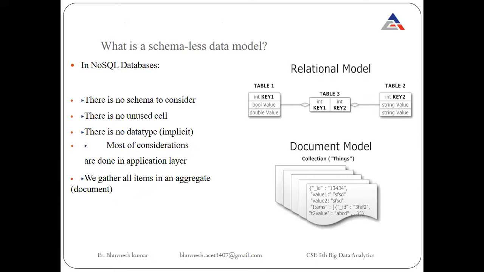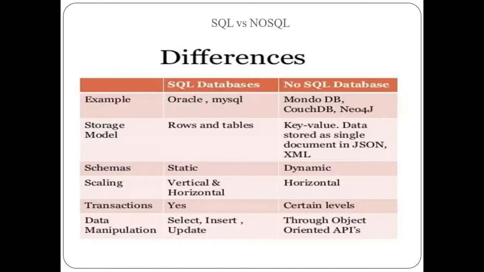Further, in your NoSQL database, there is no schema to consider. There is no unused cell. There is no data type used. Most consideration is done in your application layers. We gather all items in an aggregate manner. In the relational model, there are different models connected with each other with different cardinality, one to many, many to one. But in your document models or NoSQL, there is no such aggregation concept. No schemas are used. That is all about your NoSQL. These are the differences that I have explained in previous slides.